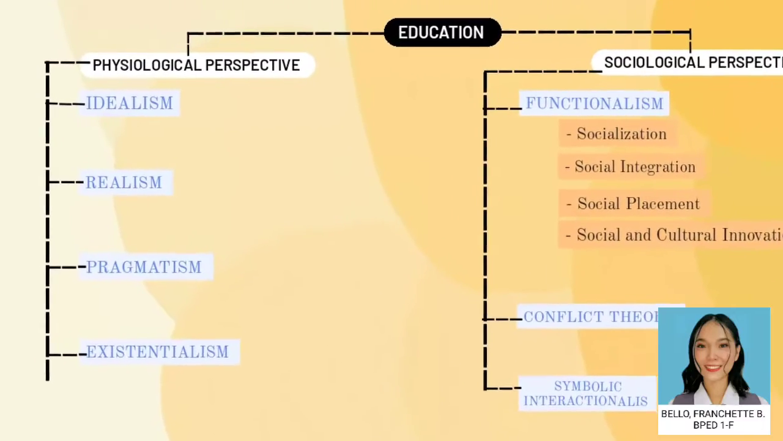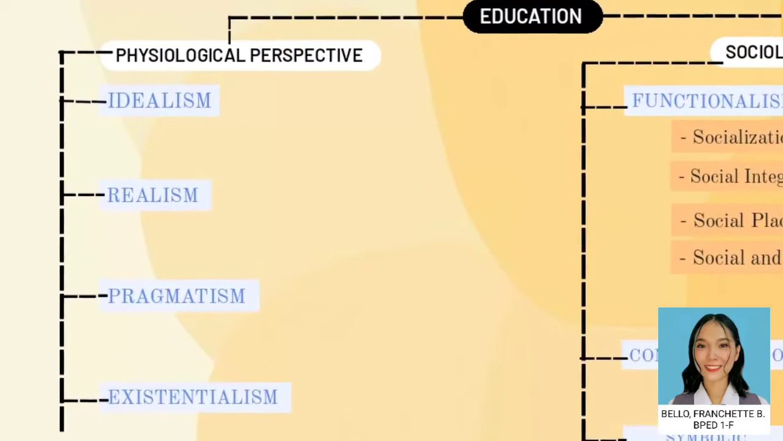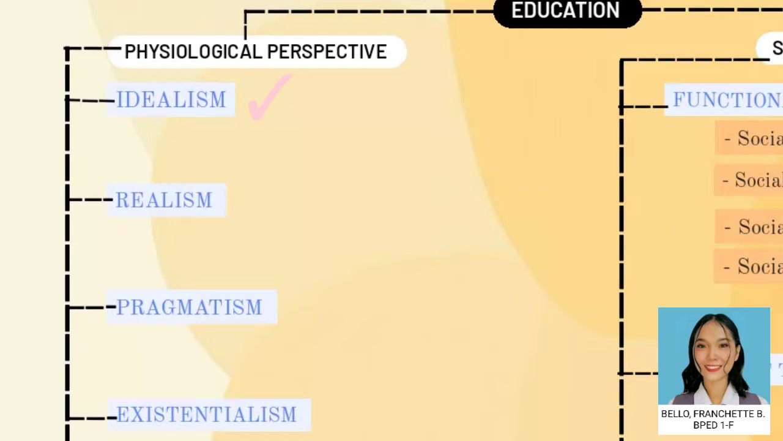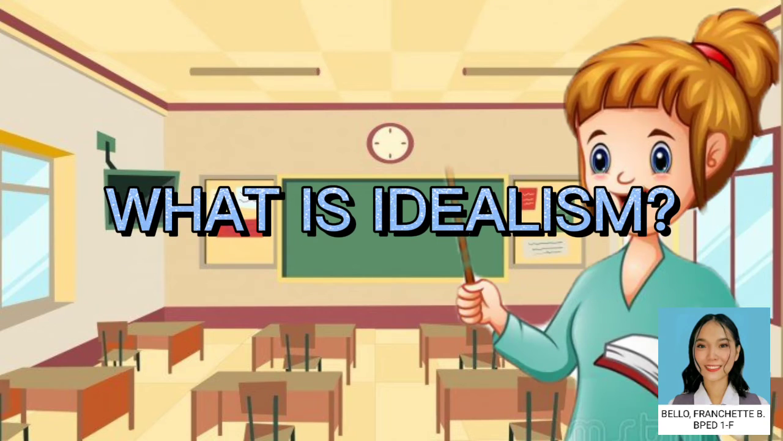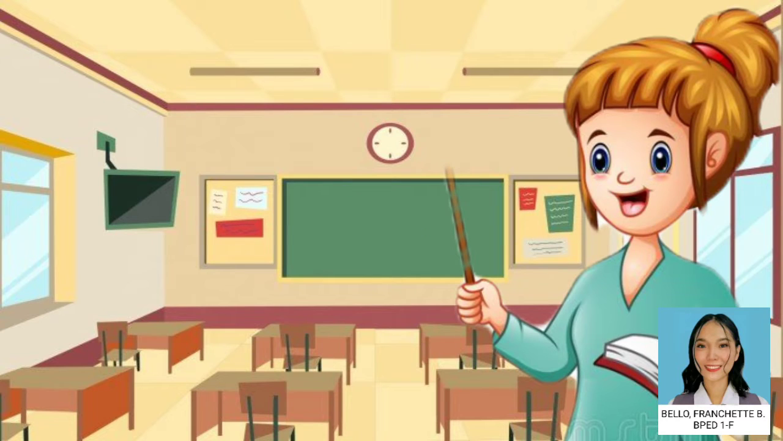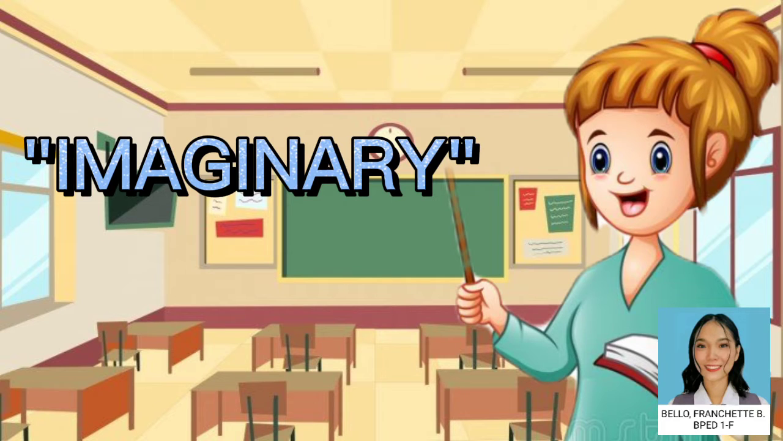There are four main ones under the philosophical perspective. First, idealism. Second, realism. And the third, pragmatism. And the last one, existentialism. So what is idealism? Idealism is a philosophical belief claiming that material things are imaginary, that material things do not exist independently but only as constructions in the mind.